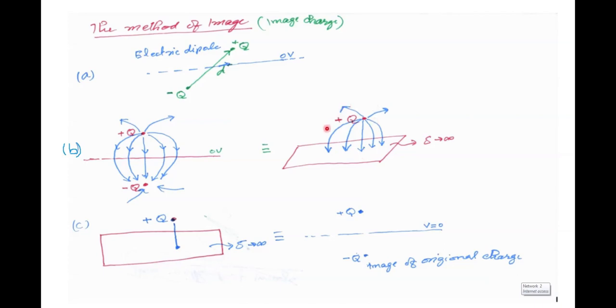Let us see this problem in the reverse direction. For example, we are given a point charge above the conducting sheet. Then we can replace the conducting sheet by locating the negative charge below the plane having zero potential at a symmetrical position, as the positive charge is located above the infinite plane having zero potential. This negative charge represents the image of the original charge.